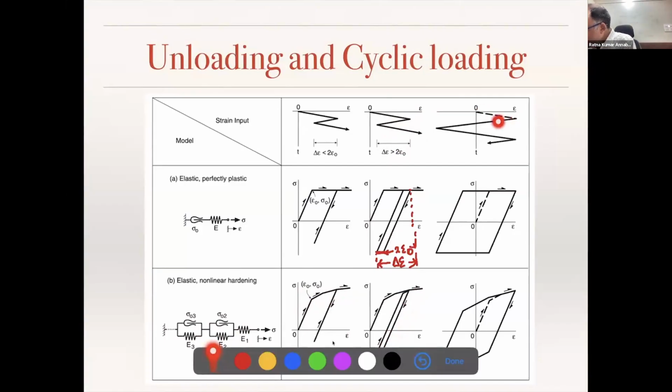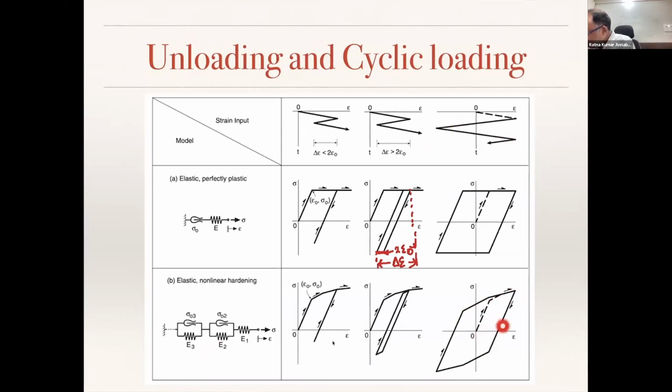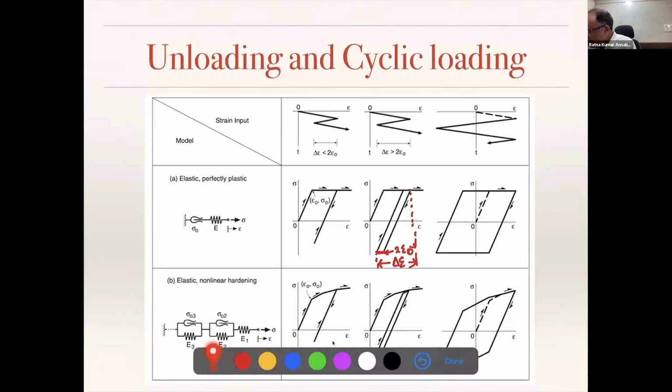Similarly, if you have fully reversed loading, fully reversed strain cycling, then you see that the stress strain path will show this kind of a hysteresis loop. Is this clear?